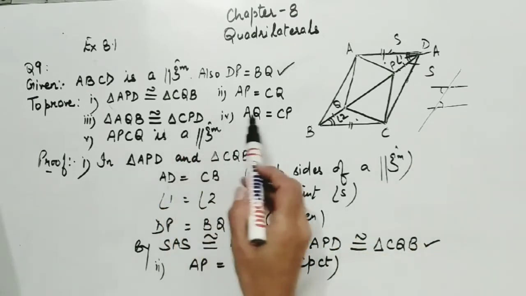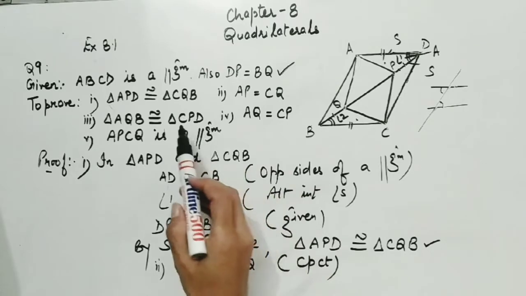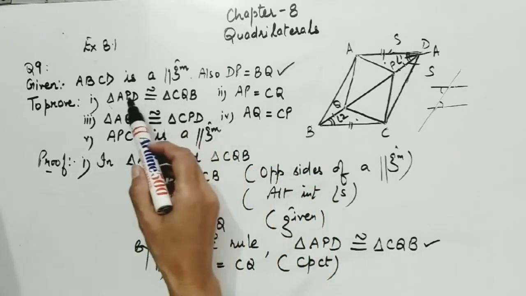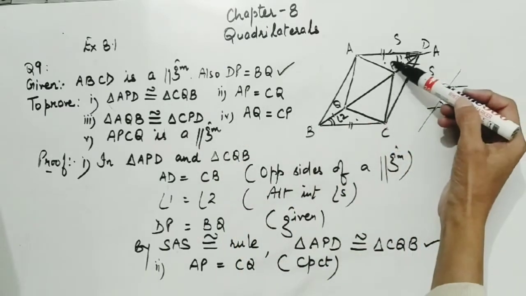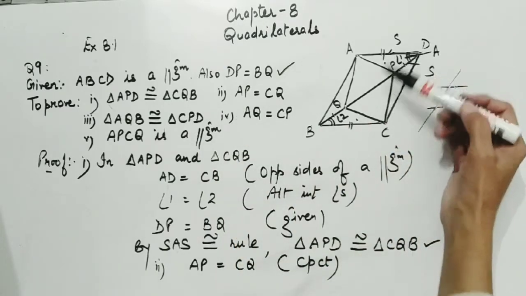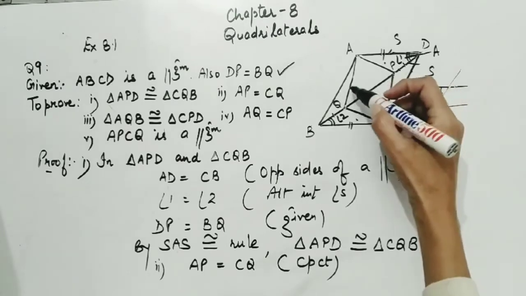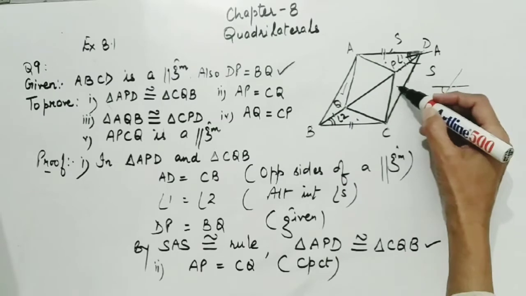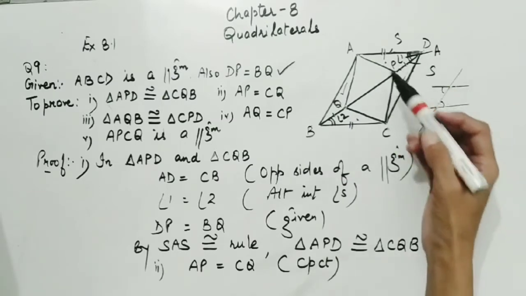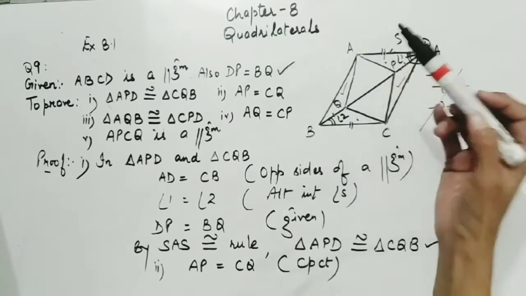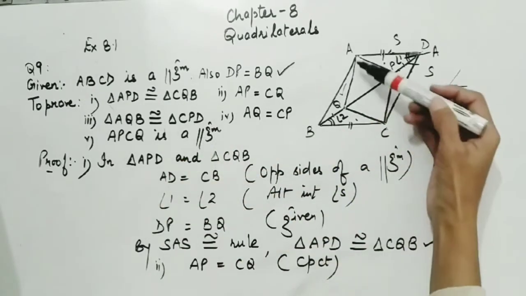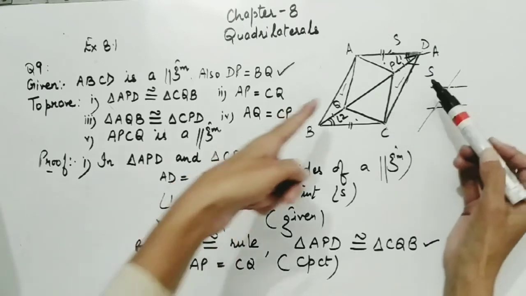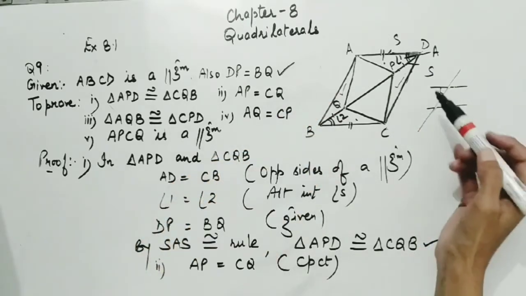The third and fourth parts are completely related to the first and second. In the first we took triangles APD and CQB. Now for the third part we would be dealing with triangles AQB and CPD. Let me quickly tell you how to do this. Three matching parts for the third part. First, AB is equal to CD. These two are opposite sides of the parallelogram.